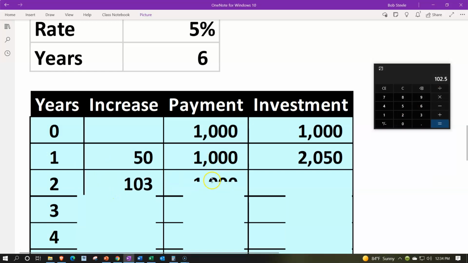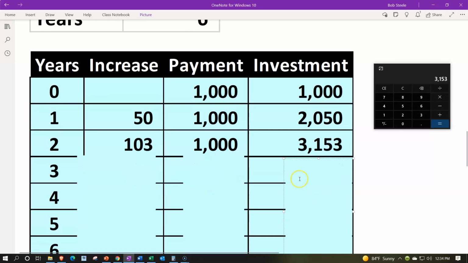And then the next 1,000, we're assuming again, would be input at the end or at the beginning of year 3, which is kind of like the same as December 31st of year 2. And so then we could say, all right, we got our 2,050 plus the 103 plus the 1,000 is going to give us our 3,153, and then we can multiply that times 0.05. That would give us then the 156.